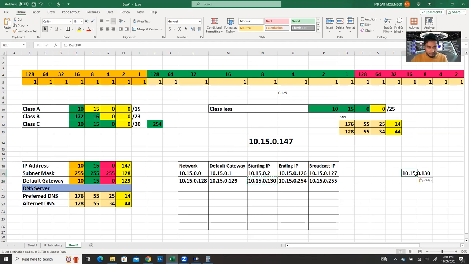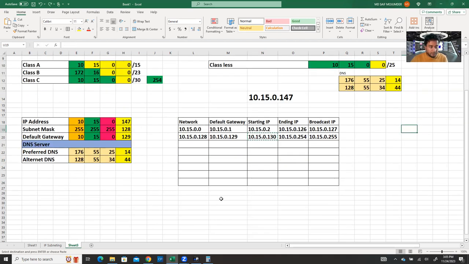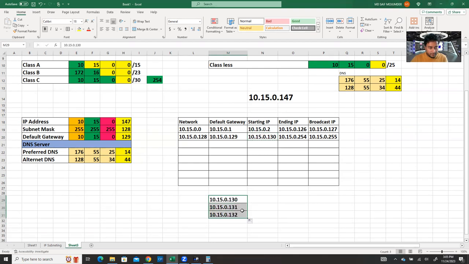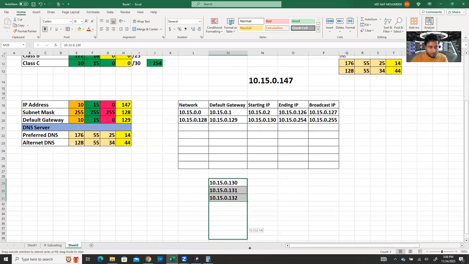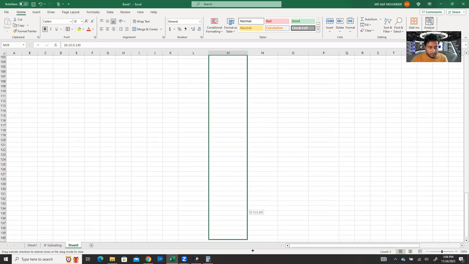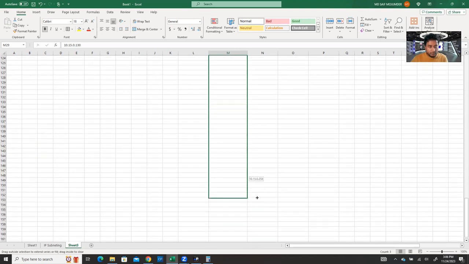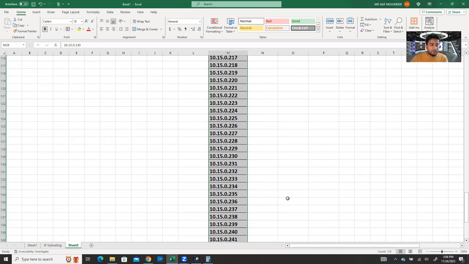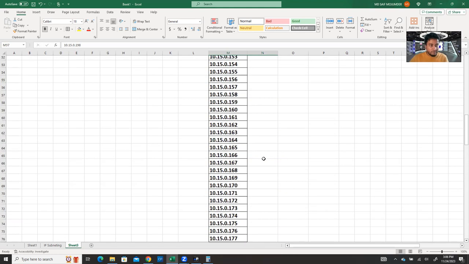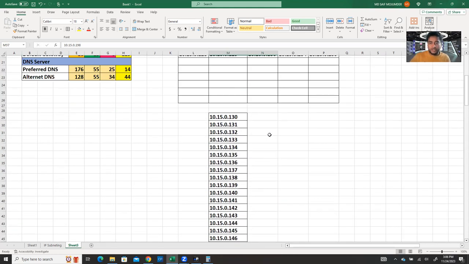How many IPs can you make? You can have them like this, right? So up to 254, right? You can mark, okay, this IP I use for this host, and this IP I use for this host. You can maintain an IP spreadsheet, right?